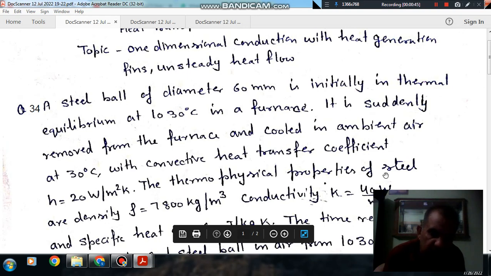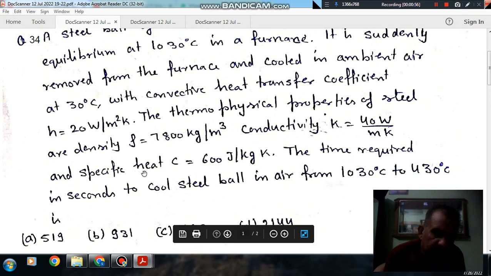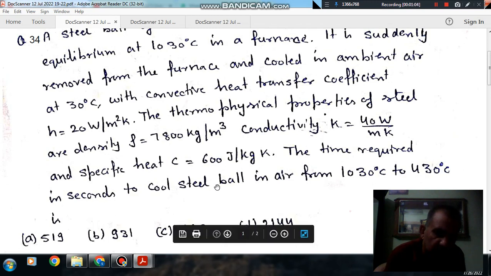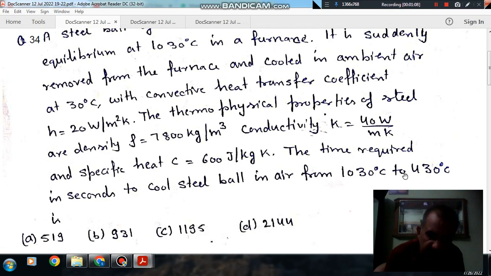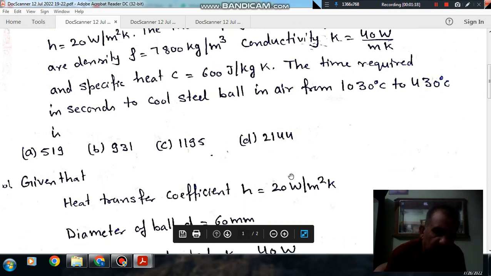The thermophysical properties of steel are density rho equal to 7800 kilogram per meter cube, conductivity k equal to 40 watt per meter per degree Kelvin, and specific heat c equal to 600 joule per kilogram per degree Kelvin. The time required in seconds to cool the steel ball in air from 1030 degrees Celsius to 430 degrees Celsius is: option A 519, option B 931, option C 1195, option D 2144.